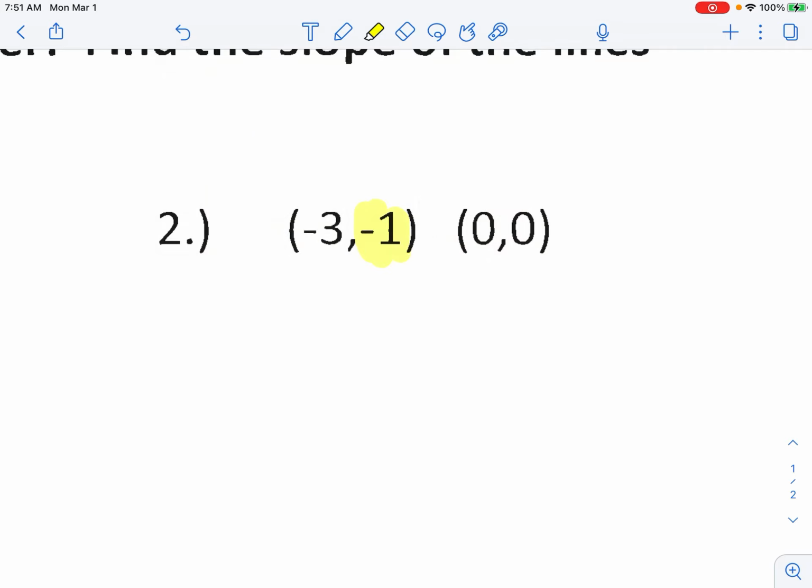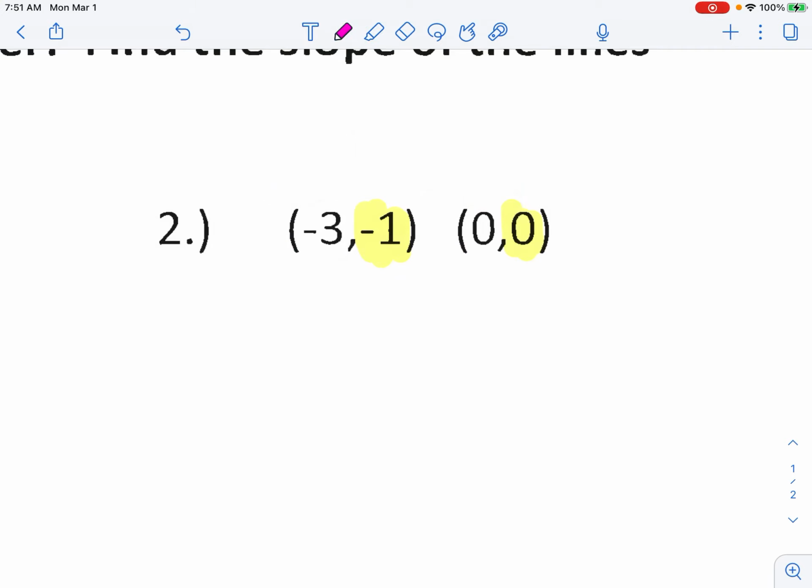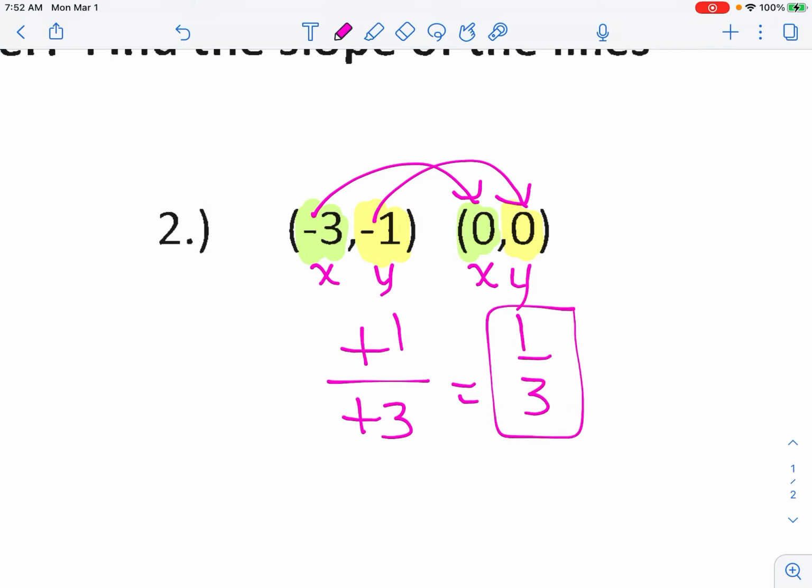So first we're going to look at our y coordinates. And so the coordinates go x, y, x, y. So the change in y to get from -1 to 0 is +1. And then if we focus on the change in x, to get from -3 to 0 is a change of +3. So that would simply be 1/3.